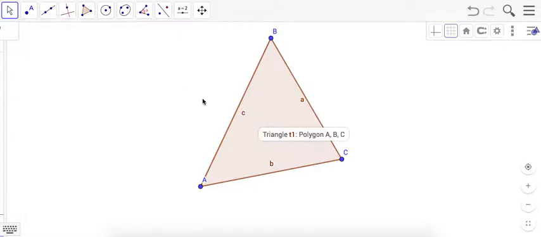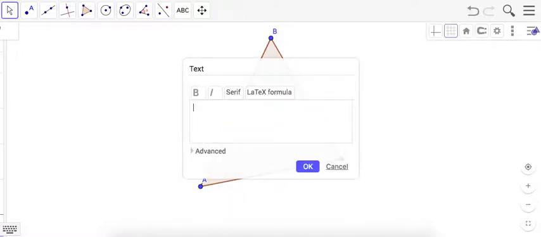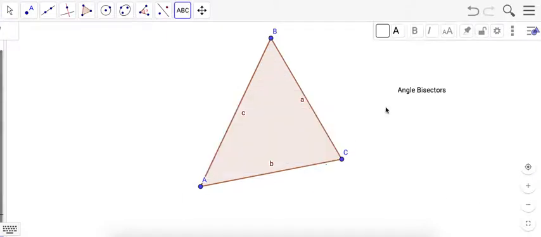All right, in the last little video, we looked at the perpendicular bisectors of a triangle. Now we're going to look at the angle bisectors of a triangle. So we're going to be looking at those angle bisectors, the angle bisectors of this triangle.